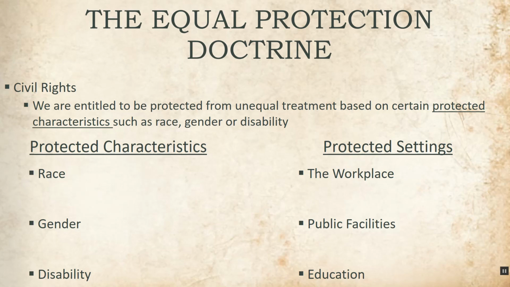But these protected settings don't cover many places where unequal treatment can occur. So for instance, you're going to find that the private home, the bedroom, neither of these are on this list of protected settings. Neither of these is mentioned in current Supreme Court jurisprudence. And what that means is that legally speaking, there is no reason why somebody cannot discriminate against you on the basis of your race or your gender or your disability in those areas.